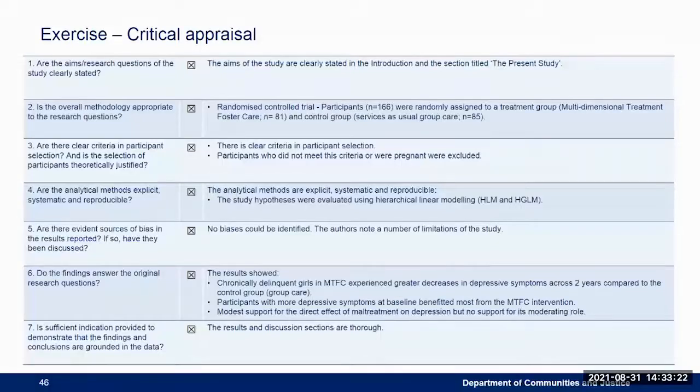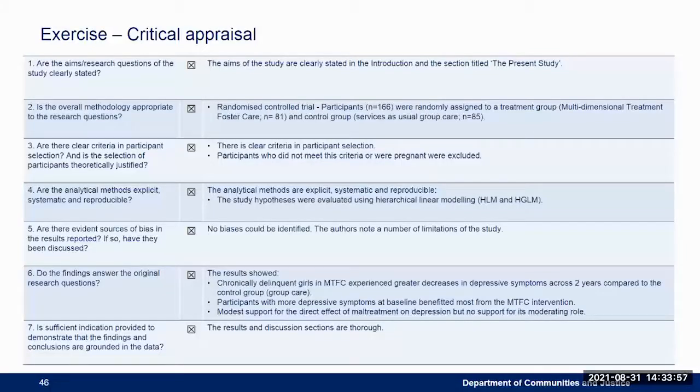So for the analytical methods, yes, they are explicit, systematic, and reproducible. The study uses a form of statistical modelling known as hierarchical linear modelling. It is a regression-based analysis, a common statistical method used in studies. It basically looks at analysing variance when the predictor variables are at varying hierarchical levels. So please don't ask me how to do hierarchical linear modelling.